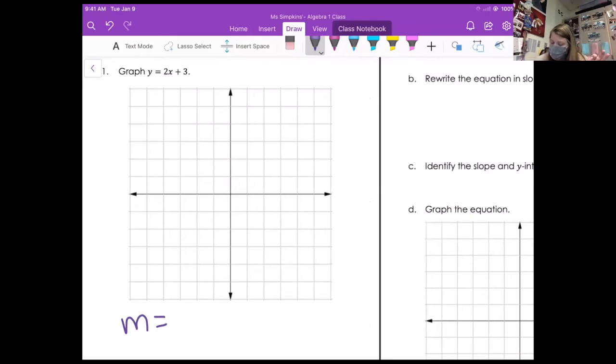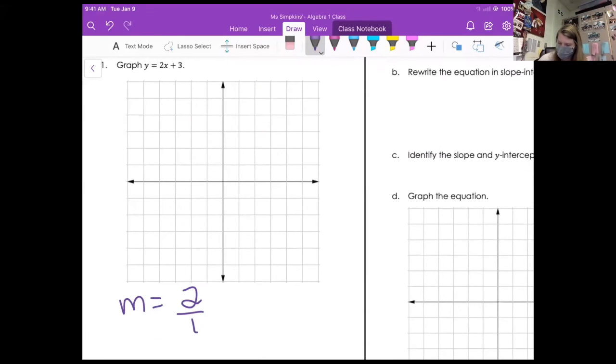Good. So 2. I'm going to be picky. Slope should be a fraction. Rise over run. So how could we make 2 a fraction? Over 1. B, remember, is our other number, y-intercept. What's the other number? 3, but if we're talking about y-intercept, 0, 3. Good.